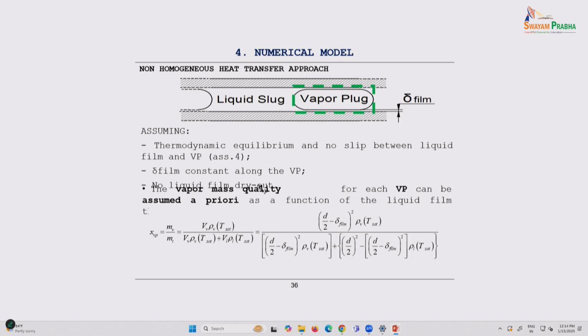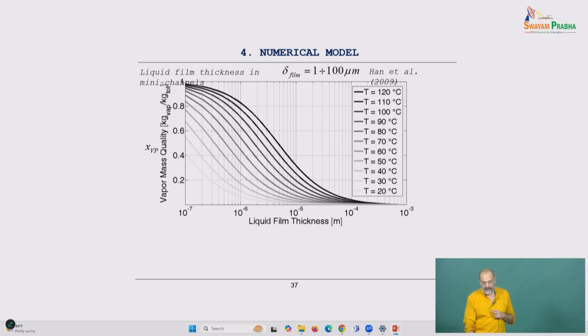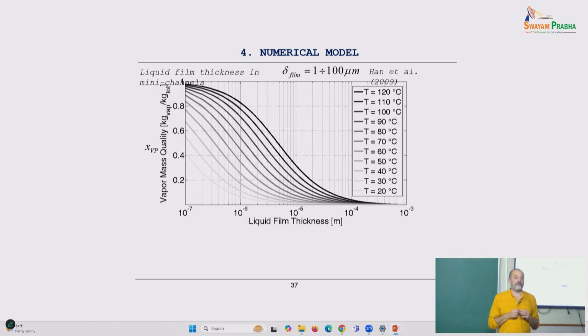But we can also think that another estimation is to use, let's say, the local, no, sorry, not another. The estimation is to use the local one, and so you can see that we created the formula saying how much is the local mass quality for the vapor plugs. And how to choose the liquid film at the end, now we know that the liquid film is about 50 microns in most of the cases, 50, 100 microns, something like that.